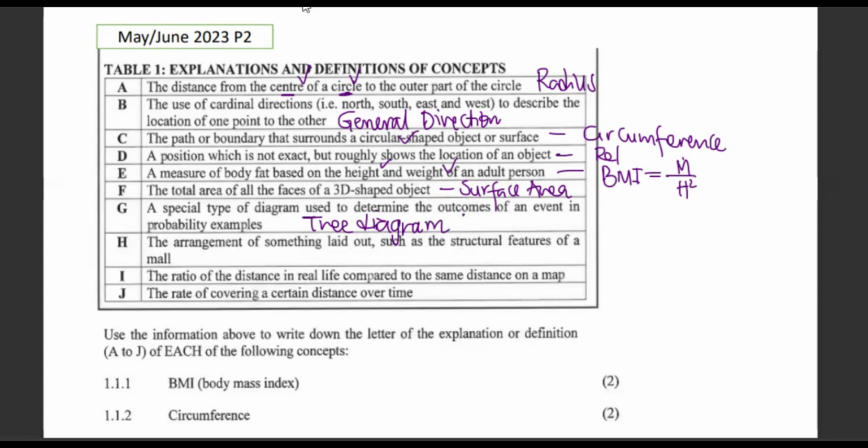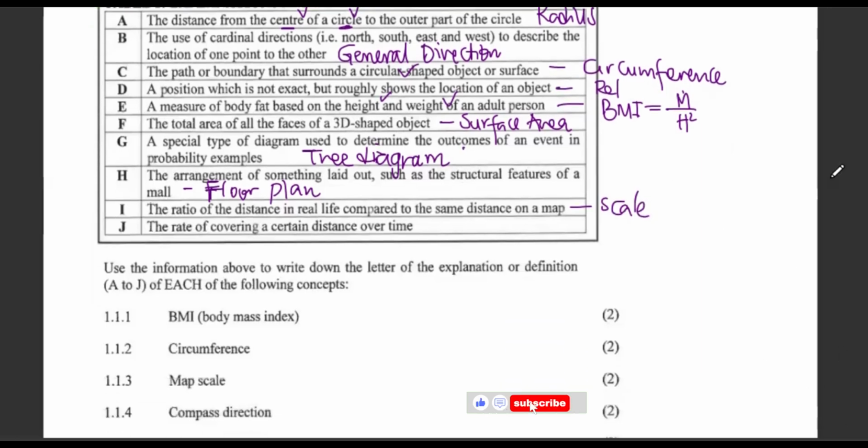Then an arrangement or layout, such as the structural features of a mall, could be a floor plan. The ratio of the distance in real life compared to the same distance on the map, we are looking at the scale, mainly a number scale. All right. Then a rate of covering a certain distance over time.